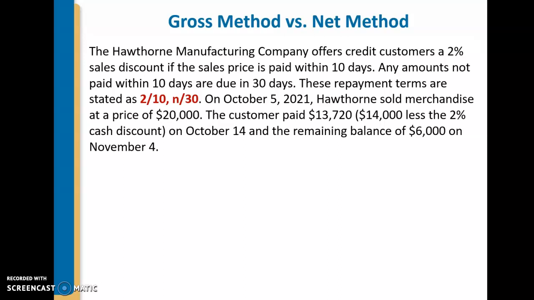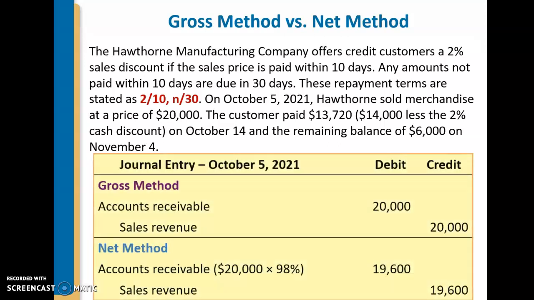There are two methods to account for sales discounts. One is the gross method and one is the net method. Using the gross method, we initially record the revenue and related receivable at the full selling price and record the sales discount at the time the customer remits payment within the discount period.